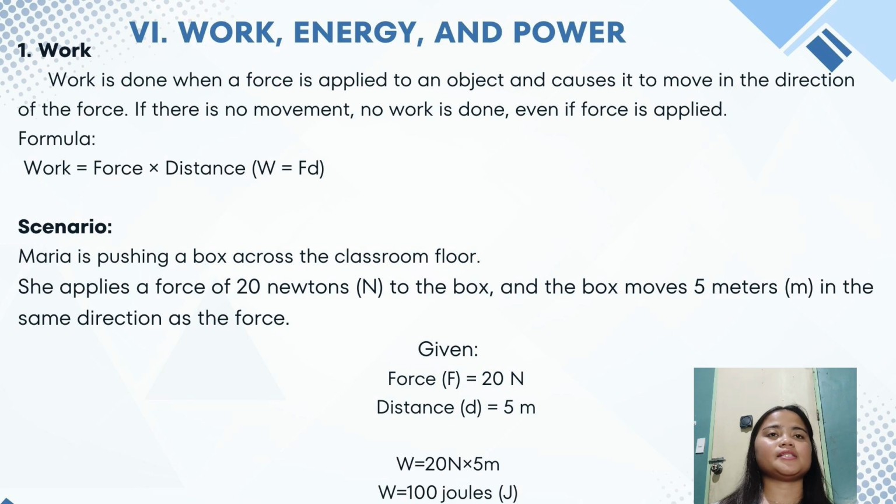Here is an example scenario. Maria is pushing a box across the classroom floor. She applies a force of 20 newtons to the box, and the box moves 5 meters in the same direction as the force. Here are the givens: the force is 20 newtons and the distance is 5 meters. So work is equal to 20 newtons times 5 meters, which is equal to 100 joules. That is the work: 100 joules.